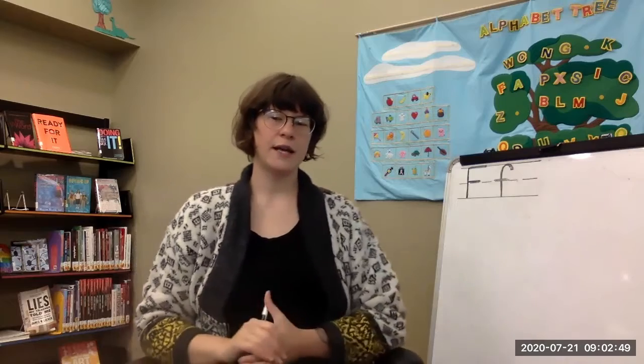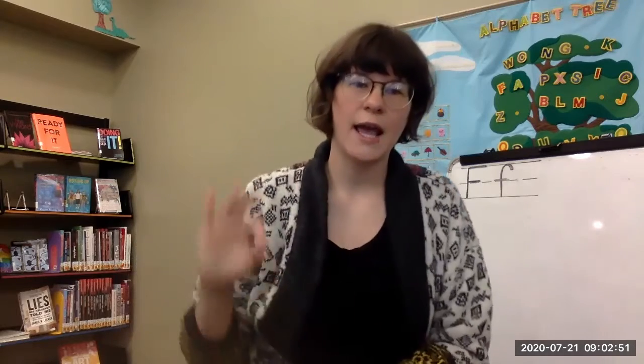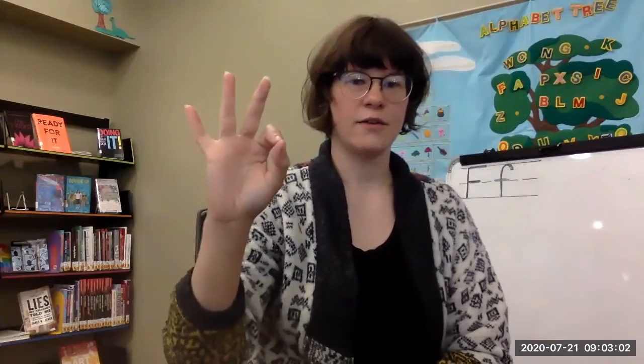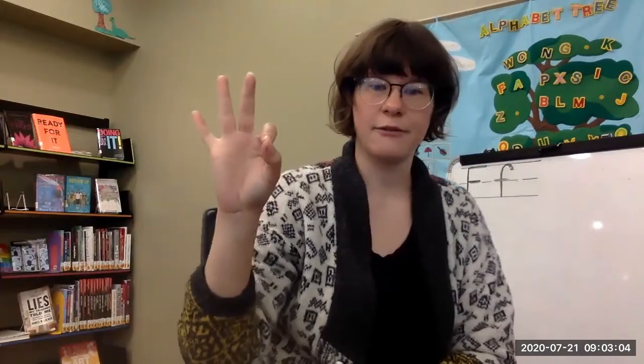So F, in sign language, looks like this. Do you see that? You make a little circle with your thumb and your index finger, and then you hold your 3 other fingers up. So we're doing an F.